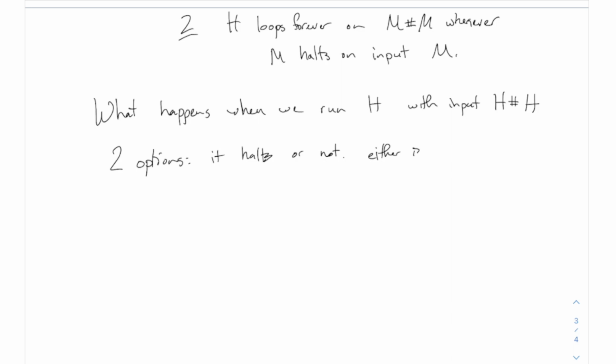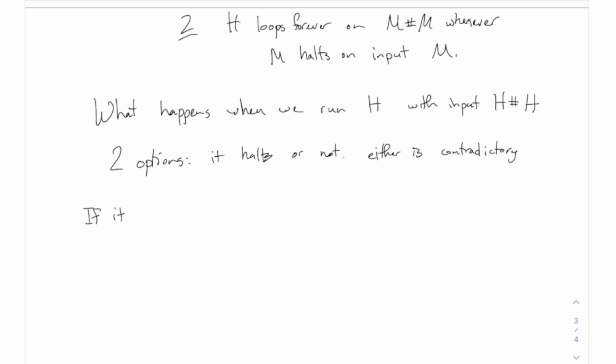Either is contradictory. This is kind of like, you will see in a moment, the old situation where someone says, "I always lie," and any way you interpret that statement is immediately self-contradictory. It's the same situation here. There are two options. What happens when you run H with input H hash H? Either it halts or it doesn't. So I'm going to just consider these two cases.